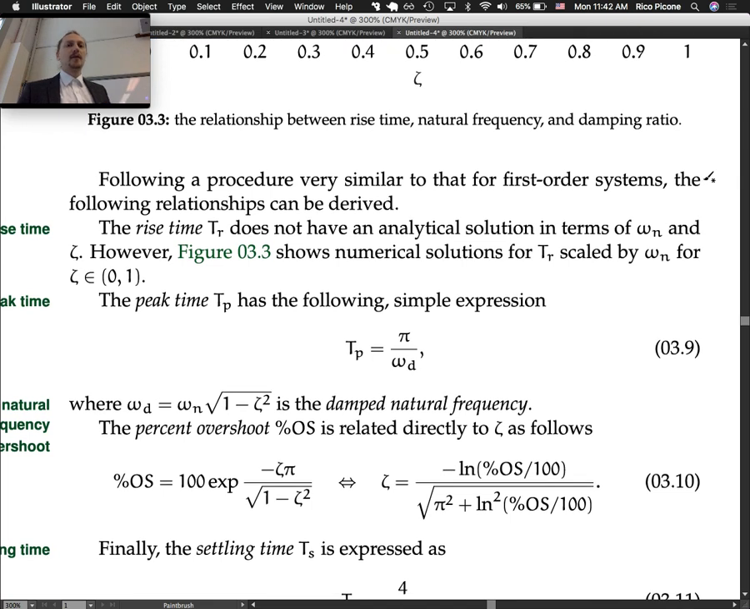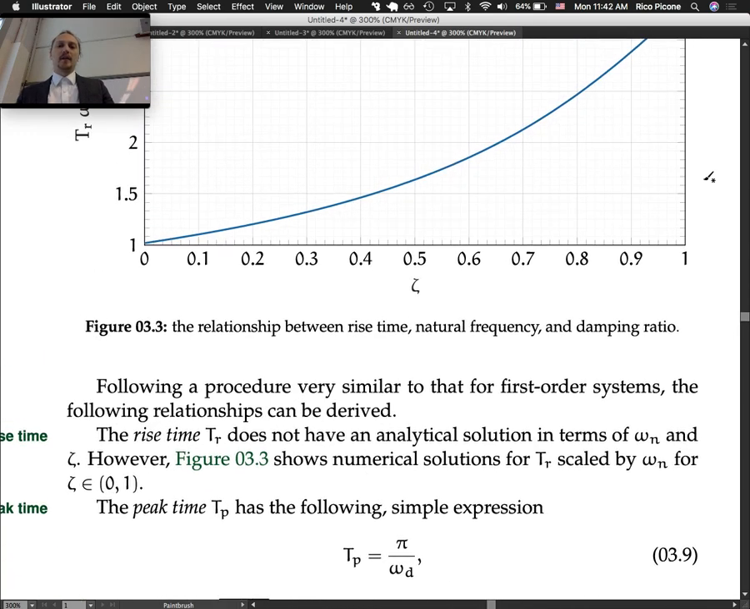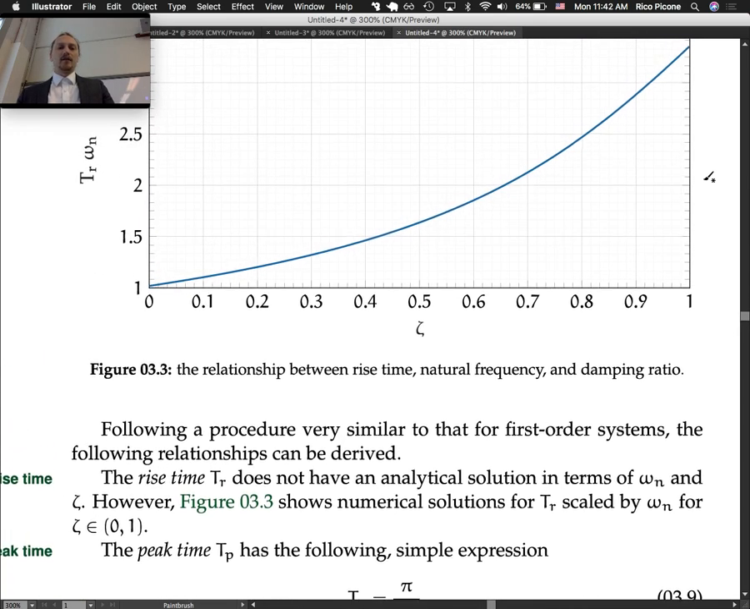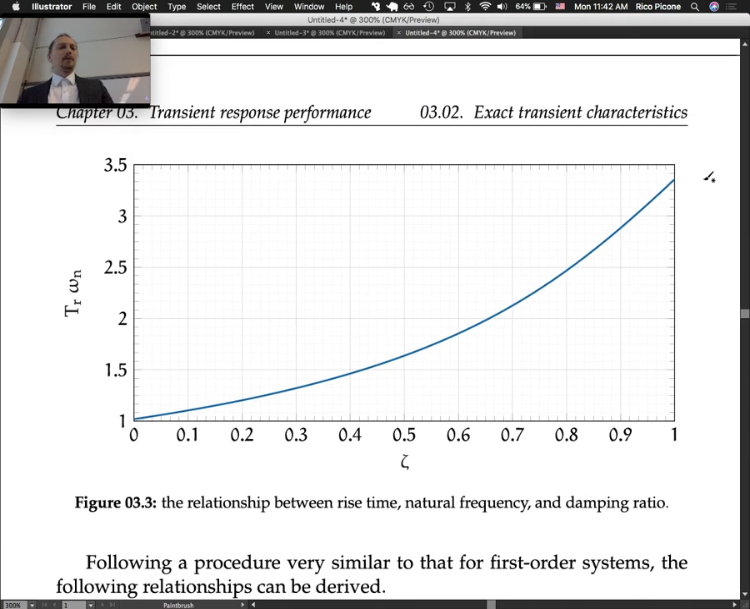good. Following a procedure very similar to that of first order systems, the following relationships can be derived. The rise time does not have an analytical solution in terms of omega n and zeta. However, figure 3.3 shows numerical solutions for the rise time scaled by omega n for zeta between 0 and 1.